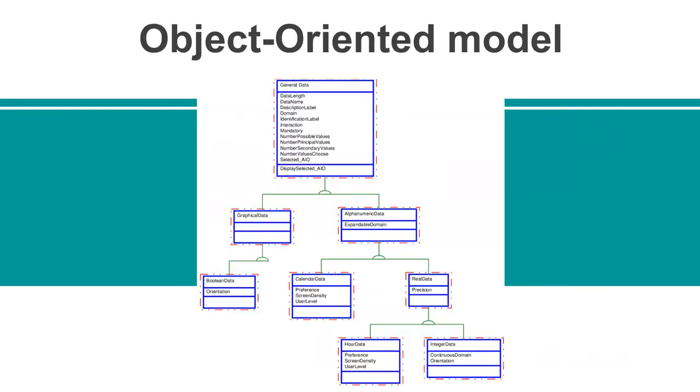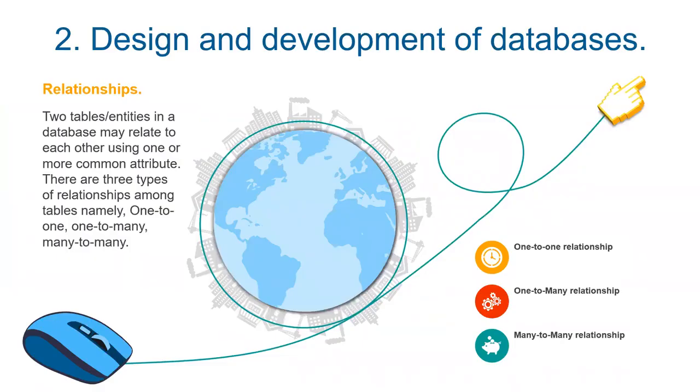Next is the object-oriented model. It is a special library where we have all special code, like code in Java, for example. It's like a database which helps our developers with programming. So next is the relationships.